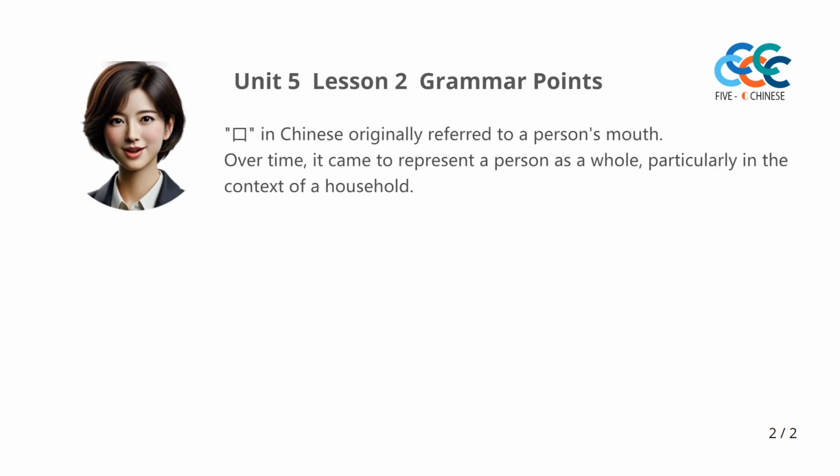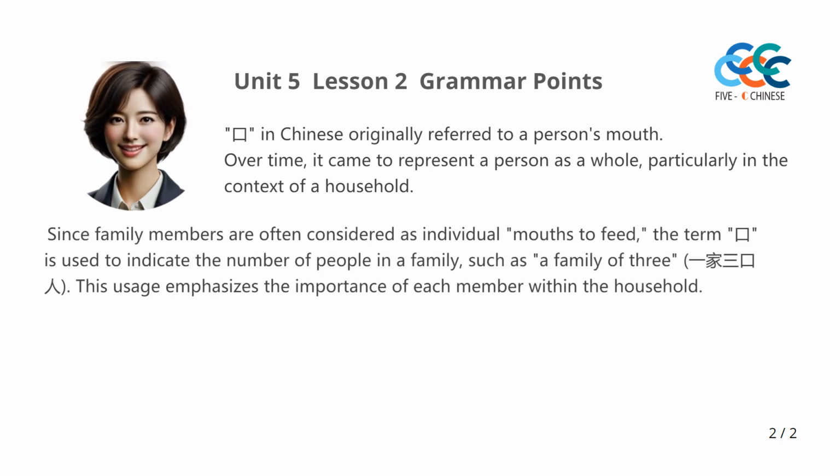口, in Chinese originally referred to a person's mouth. Over time, it came to represent a person as a whole, particularly in the context of a household. Since family members are often considered as individual mouths to feed, the term, 口, is used to indicate the number of people in a family, such as a family of 3, 一家3口人. This usage emphasizes the importance of each member within the household.